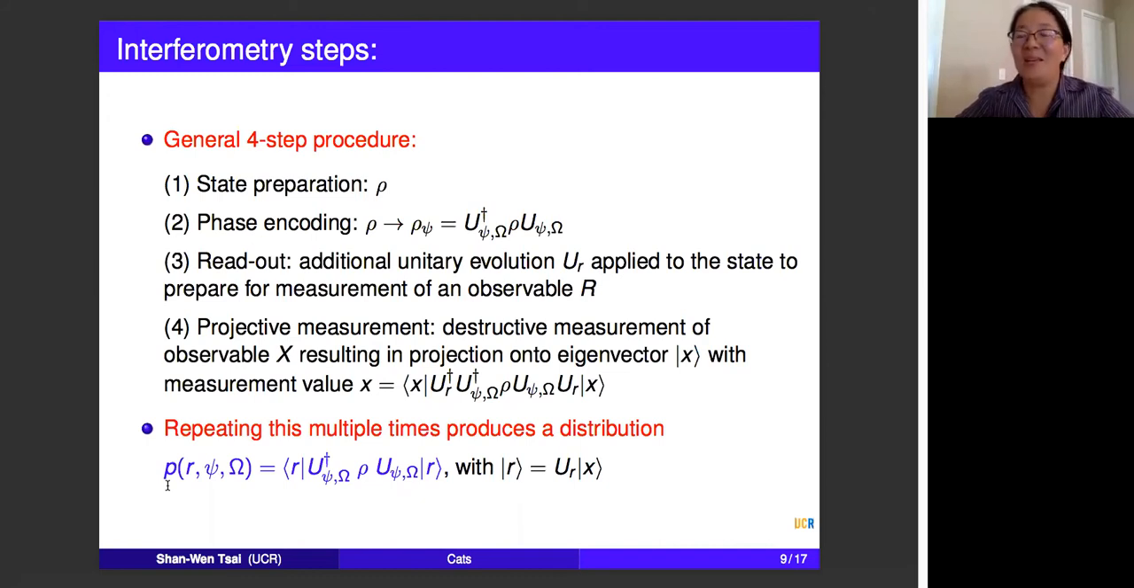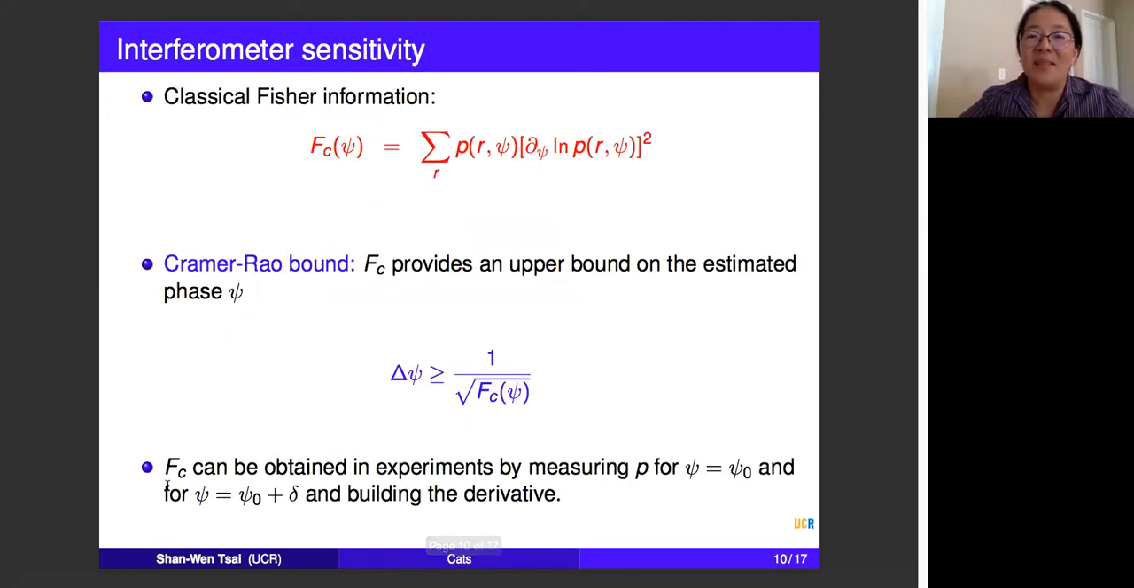Okay, so can we have some quantity that estimates or puts bounds on how much variance there is in this phase, for example? The quantity that does that is the so-called Fisher information. Here's the definition.